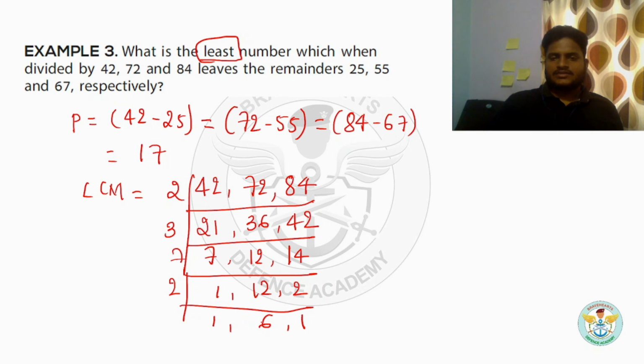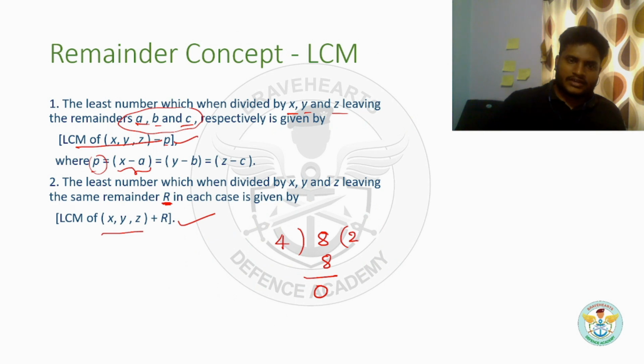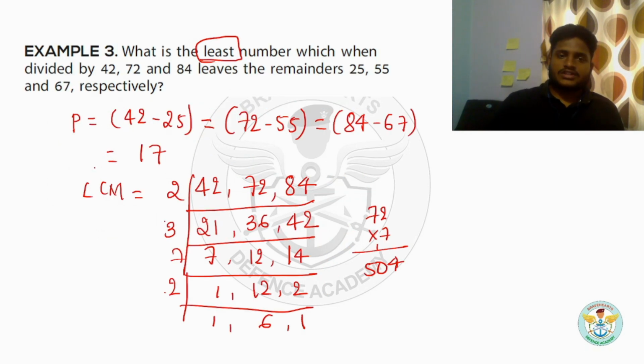So our LCM is, let's find out, 2 3s are 6. 6 into 6, 36. 36 into 2 is 72. 72 into 7 is 504. Now, according to the formula, when the remainders are different, we'll find the LCM of the numbers, that is x, y, z. Then we'll subtract the P. P means here the constant thing which was remaining. Here the constant thing is 17. We have found out the LCM. Let's subtract that 17 from it. We'll get the answer as 487.